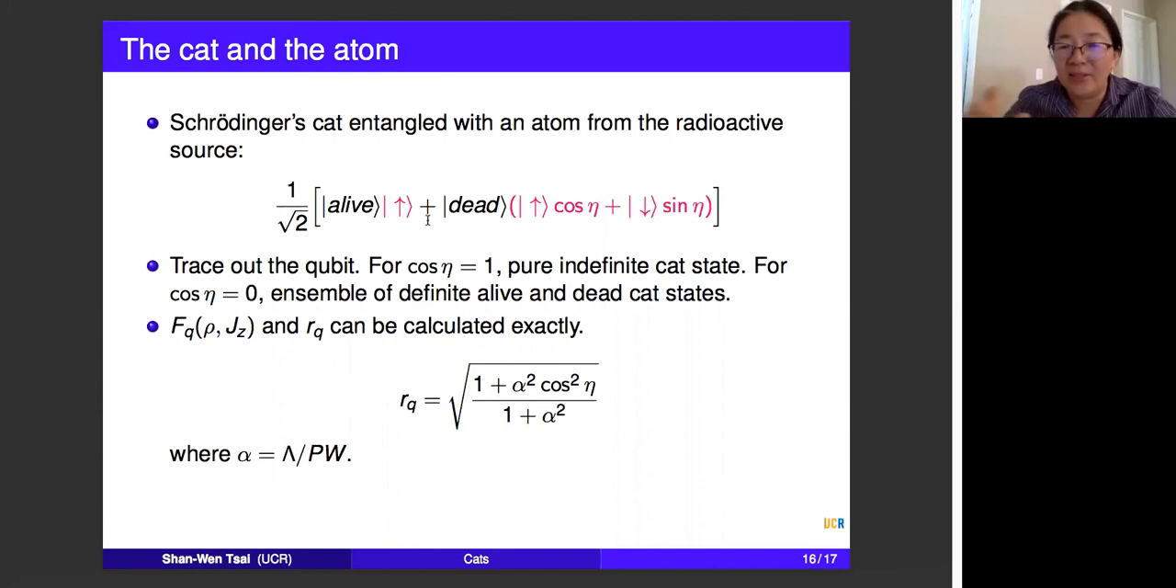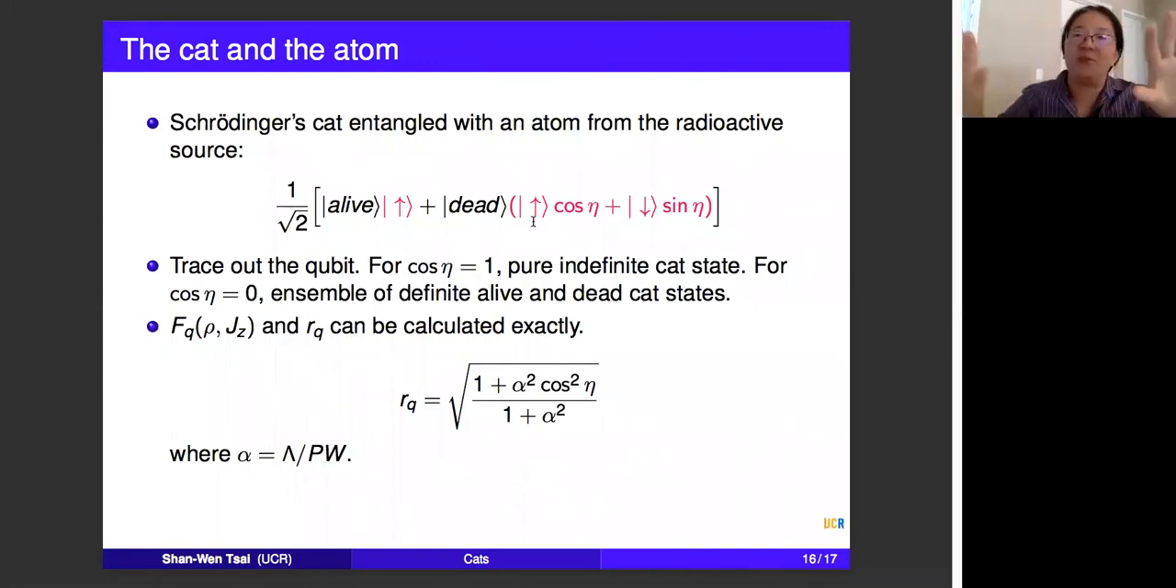So I have this other qubit. If I choose cosine of eta to be 1, then sine eta is 0. That just means it's not really entangled at all. This factorizes as two pure states. And then the opposite limit where sine of eta is 1, cosine is 0, is the fully entangled. Fully entangled means the cat is fully entangled with the qubit. When I do the density matrix and integrate out the qubit, I have a complete mixture. I have a mixture of well-defined dead and alive.